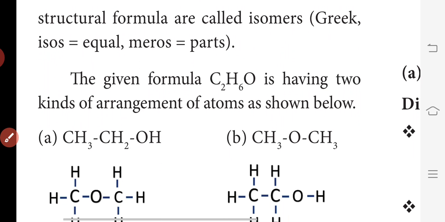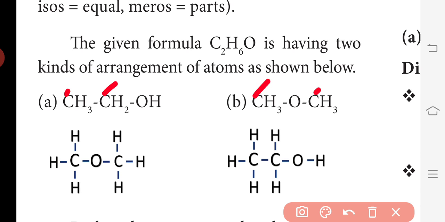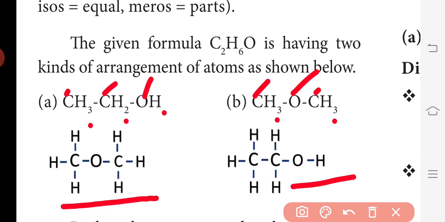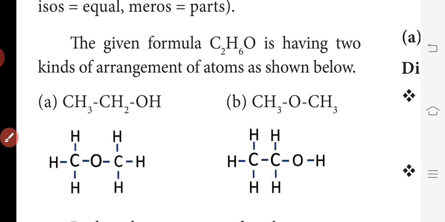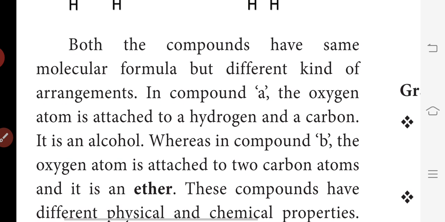The given formula C2H6O has two kinds of arrangement of atoms as shown here. See here, you have 2 carbon atoms here, and here also 2 carbon atoms. Hydrogen: 3 plus 2 is 5, plus 1 is 6; 3 plus 3 is 6. So here also 6 hydrogen atoms, and oxygen only 1, here also oxygen only 1. So the formula is the same for both compounds, but the structure differs. It has the same formula C2H6O but a different structure, so the same molecular formula but different kinds of arrangements. In compound A, it is called an alcohol.